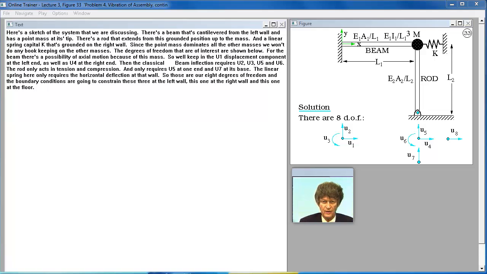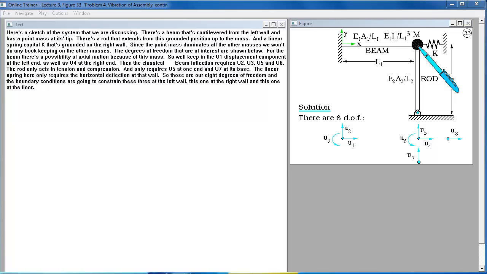Here's a sketch of the system that we're discussing. There's a beam that's cantilevered from the left wall and has a point mass at its tip. There's a rod that extends from this grounded position up to the mass, and a linear spring, capital K, that's grounded on the right wall. Since the point mass dominates all the other masses, we won't do any bookkeeping on the other masses.